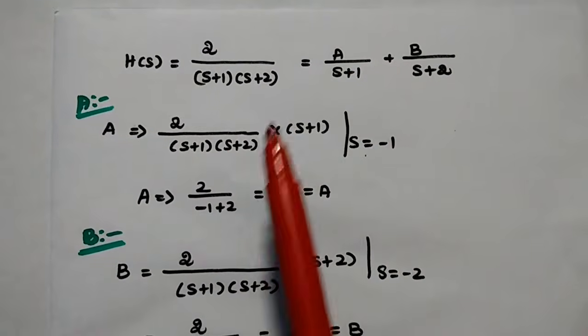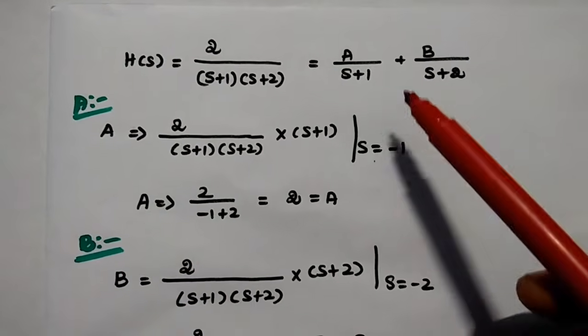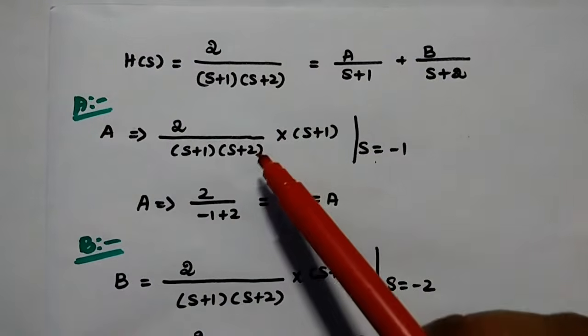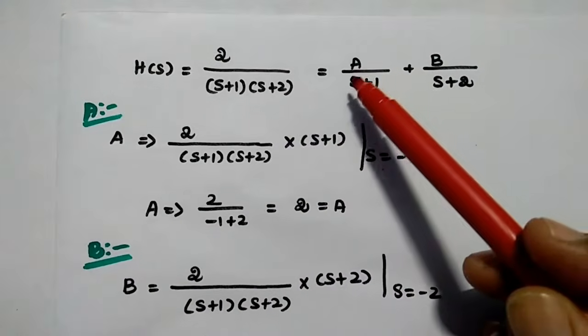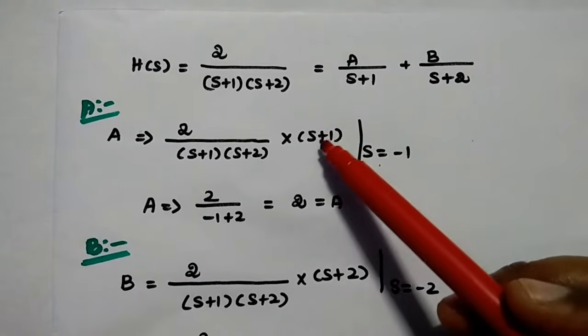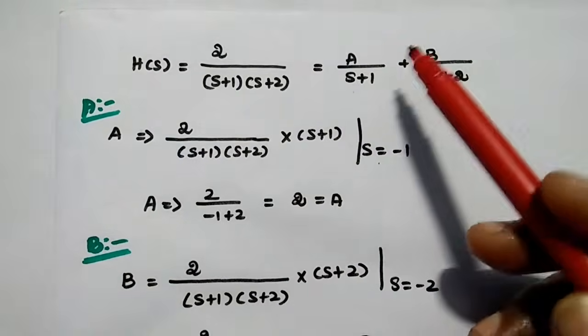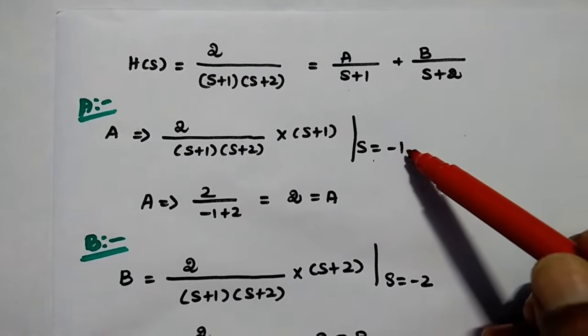Substitute those values in this H(s). Here, if you want to find the value of a, we have to multiply H(s) with the denominator of a, that is s + 1, with the condition s = minus 1. So here it is s + 1, right? So we have to evaluate it at s = minus 1.